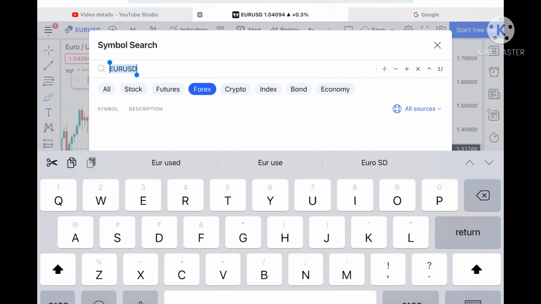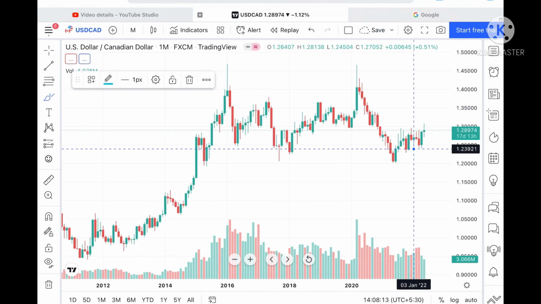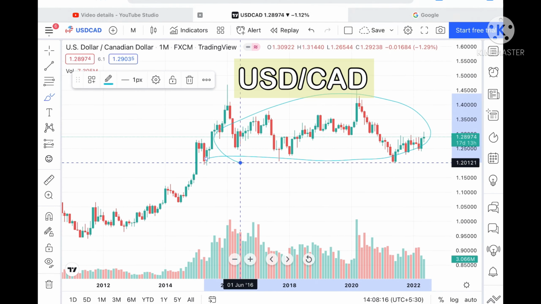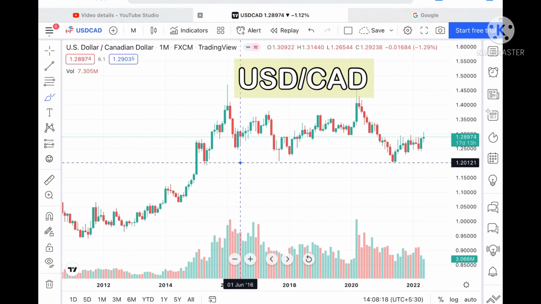But if we talk about USD CAD, you can see there is again a movement which is in a particular range.